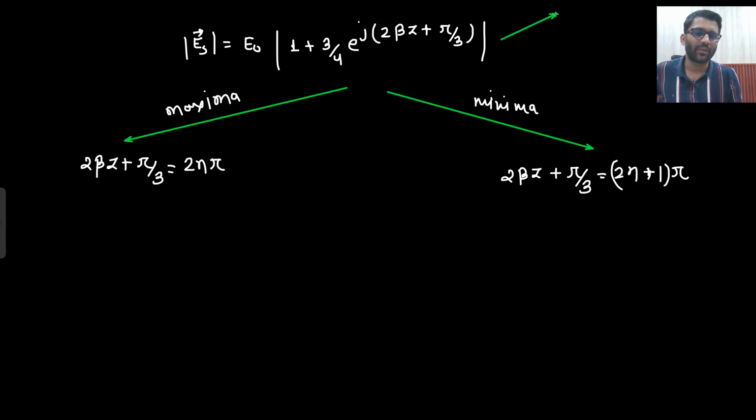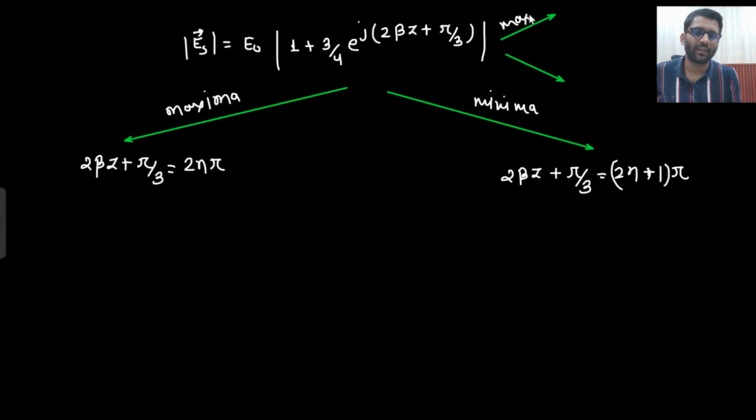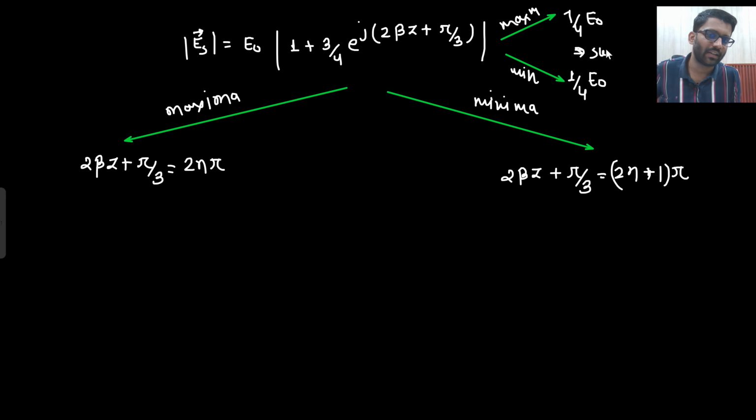And from here, if I need to calculate the maximum and minimum value, then there is no doubt about that. It will be 7 by 4 again, maximum value and minimum value. So it would be 1 plus 3 by 4, so 7 by 4 E naught, and 1 minus 3 by 4, it will be 1 by 4 E naught. So what will be the standing wave ratio? Standing wave ratio will be 7 only. What is the standing wave ratio?